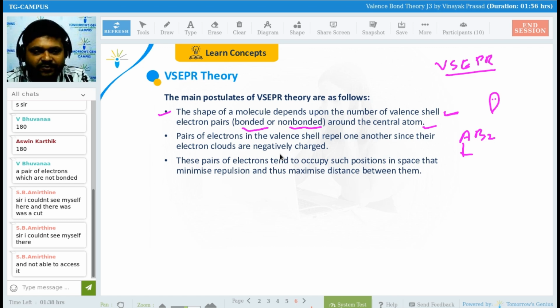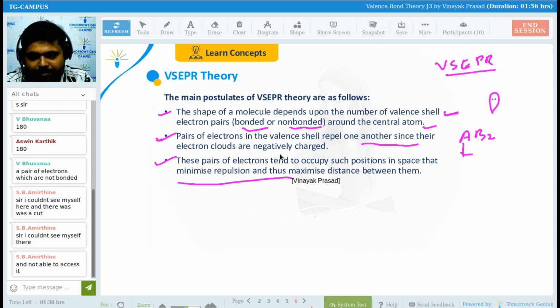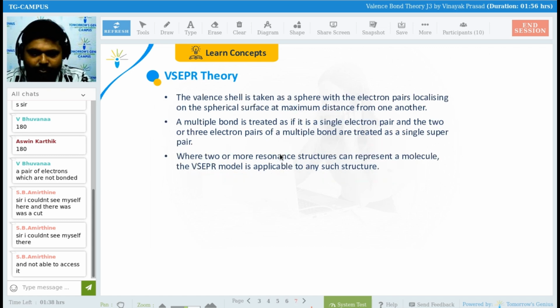Now, see here. The first line is clear to everyone. Second, pairs of electrons in the valence shell repel one another since their electron clouds are negatively charged. So electrons are negatively charged, and they will repel each other, and due to that there can be different shapes and geometries. These pairs of electrons tend to occupy such positions in space that minimize repulsion and thus maximize the distance between them. We will see the structures, then it will be more clear. Next, the valence shell is taken as a sphere with the electron pairs localizing on the spherical surface at maximum distance from one another.